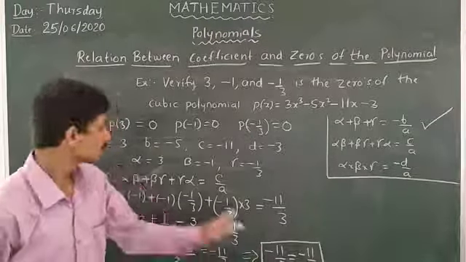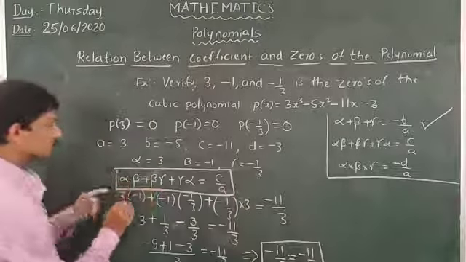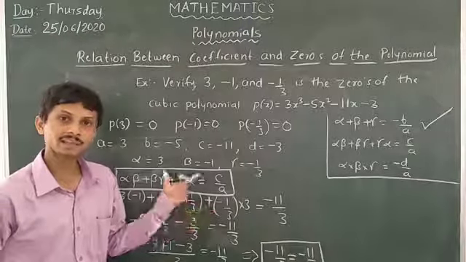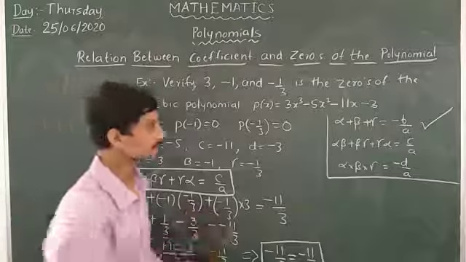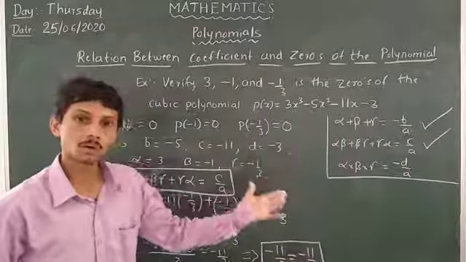That means the formula we wrote as the relation between the coefficients and the zeros of the polynomial is correct. So both the formulas are right.